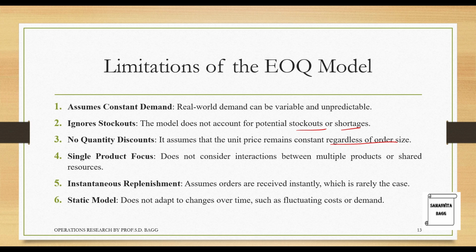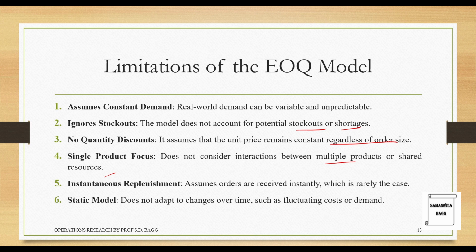Single product focus: it does not consider interactions between multiple products or shared resources. So that is also possible. For example, there is a small thing like you add some kind of tags with your company's brand to your material. Those kinds of items are shared amongst many products of your company because you will not be producing only one product. You will have multiple products. So in that case, when you're focusing only on a single product and calculating, then it becomes difficult to order.